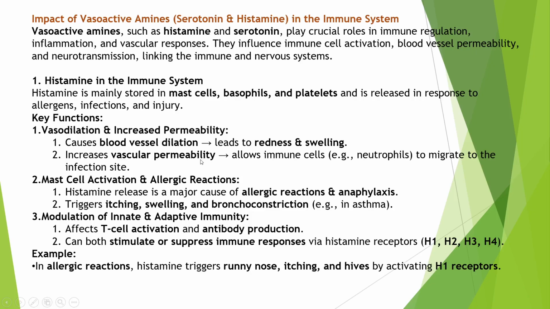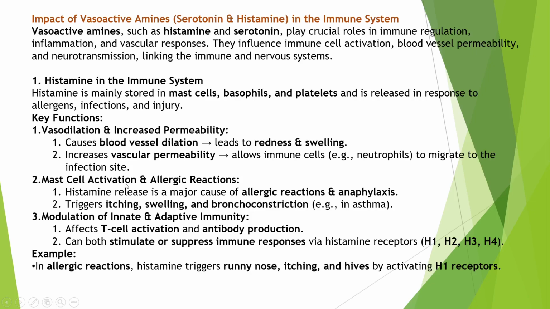Then increased vascular permeability allows immune cells, for example your neutrophils, to migrate to the site of infection. Usually vascular dilation, vascular permeability, all these are to help transport your immune cells to the site of injury or site of infection, because your neutrophils, your monocytes, your macrophages, all these have to travel in your circulation and travel through the tissues and cells to reach the site of infection. So this process will help your cells to come out of the circulation and reach the site of infection.